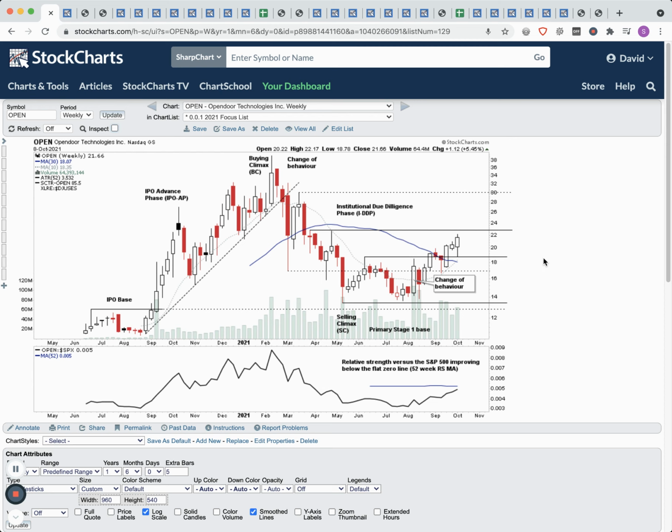So at the moment, it looks like it's an accumulation base, so hence why it's marked up as stage one. You can see the relative strength versus the S&P 500 has been improving, and we're still below the flat zero line. So the zero line is the 52-week relative strength moving average. So this blue line here, you can see where the relative strength has been improving since August, and it's getting closer to that now. So once it gets back above that line there, that would then signal that it's outperforming.